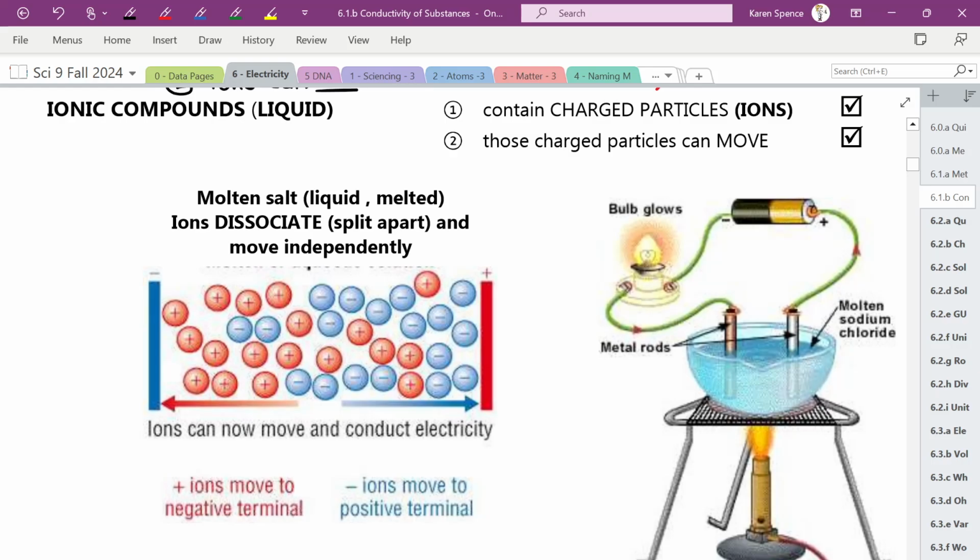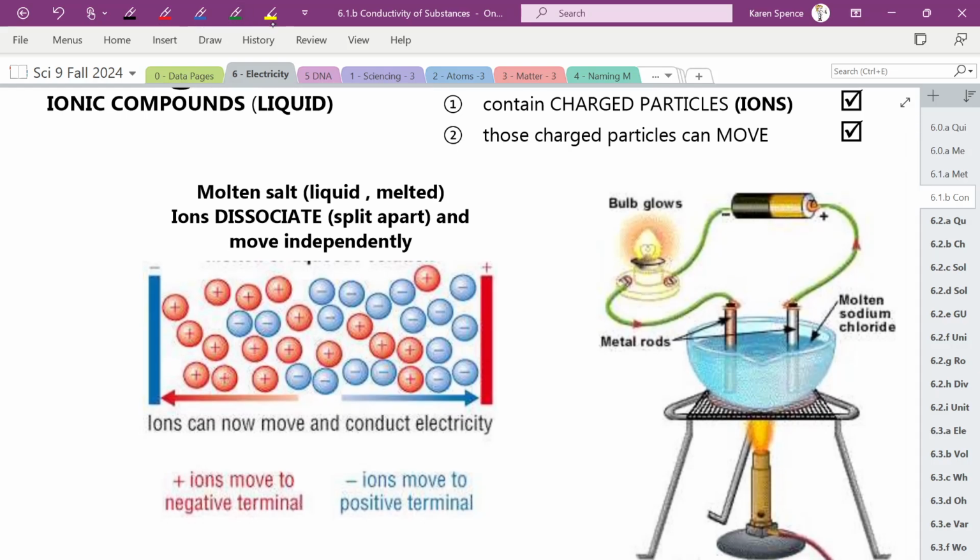Back on page 14, we are looking at liquid ionic compounds. Liquid. Not aqueous, liquid. Tell your partner what is the difference between aqueous and liquid. We've done a little bit on 15. So what is the difference between aqueous and liquid? Aqueous is dissolved in water.